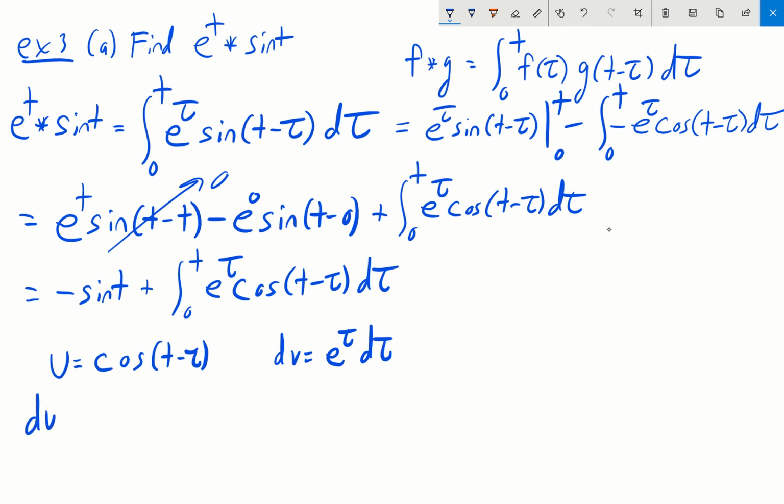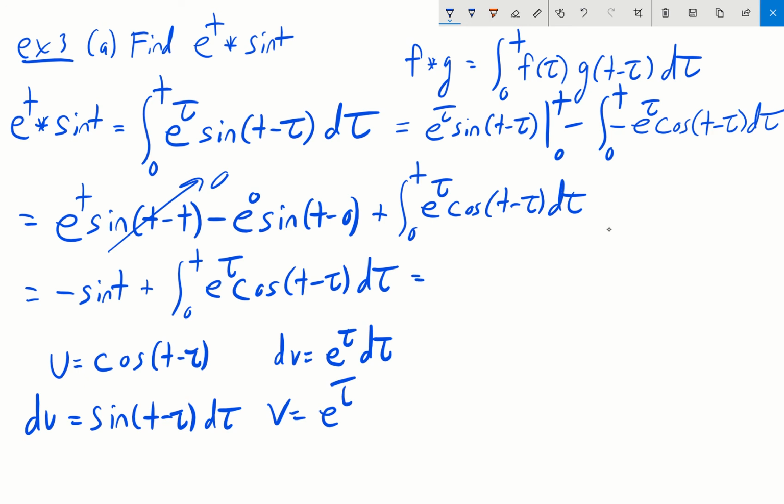We take the derivative with respect to tau. The derivative of cosine is negative sine of t minus tau. But then once again from the chain rule, we need to multiply by the derivative of the inside. The derivative of t minus tau with respect to tau is going to give us a factor of -1. So just trying to simplify as we go, this ends up being the sine of t minus tau d tau. We integrate to find v. That's going to give us e to the tau.